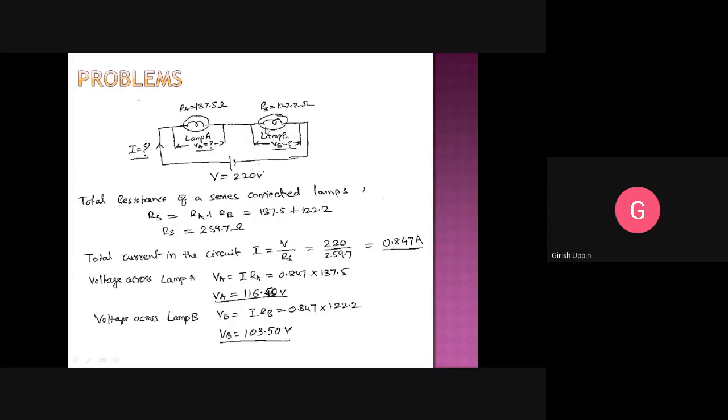If two resistors are connected in series, what would be the effective resistance? It is the sum of the individual resistances. So the total resistance of the series connected lamps, RS, is equal to RA plus RB. That comes as 259.7 ohm. Now you can just assume one single resistor of 259.7 ohm. If you want, you can draw the equivalent circuit here: one resistor 259.7 ohm connected to 220 volts.